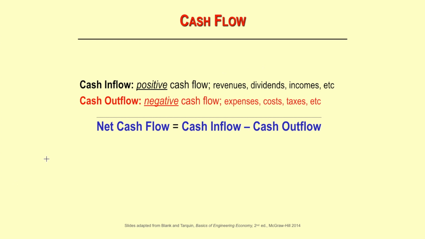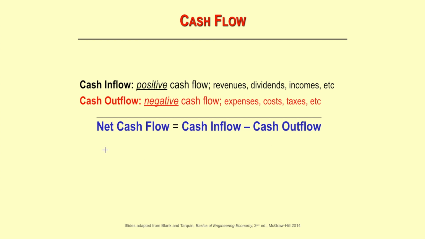So cash outflow is also known as negative cash flow because money is flowing out of the system. Money is flowing out of the alternative that is being considered. So cash outflow includes expenses, costs, and taxes. So then the net cash flow equals cash inflow minus cash outflow.